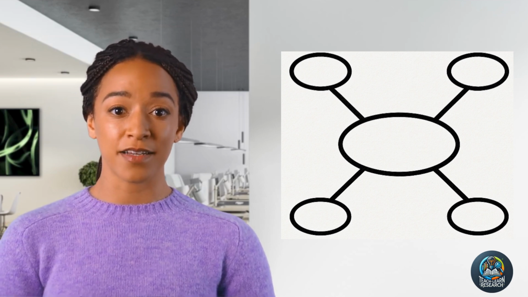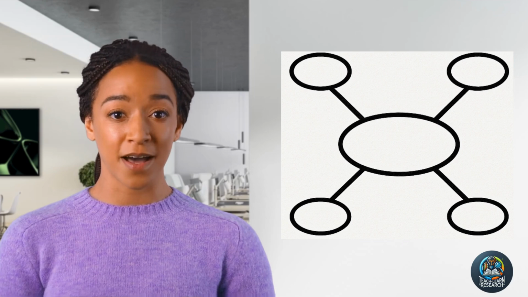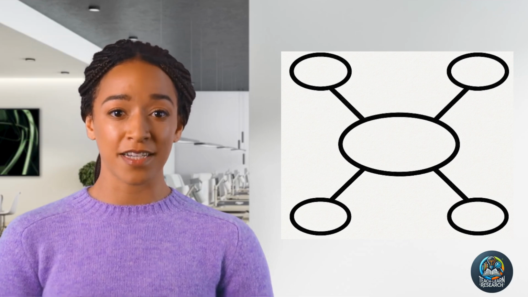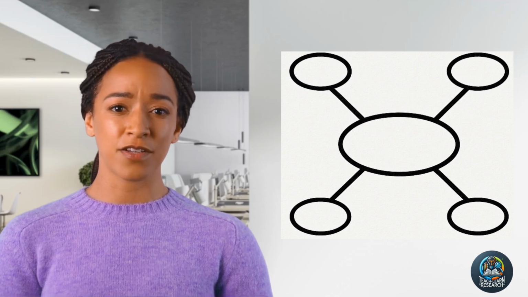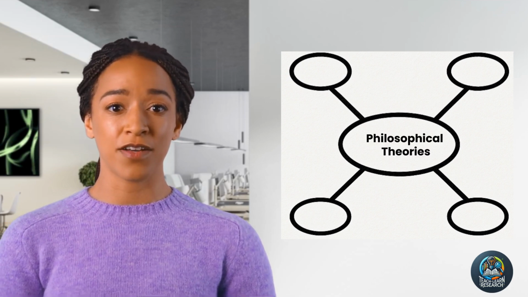Write the central idea or main idea in the center of the map. Use precise academic language and add an image if relevant. For example, if the topic is philosophical theories, then write philosophical theories in the center.